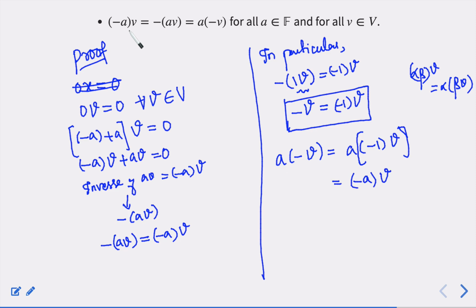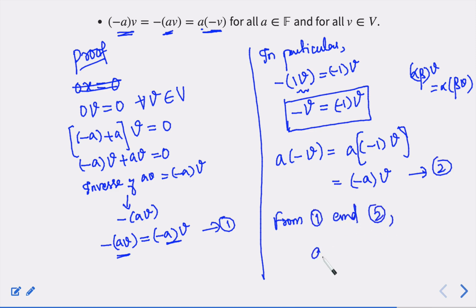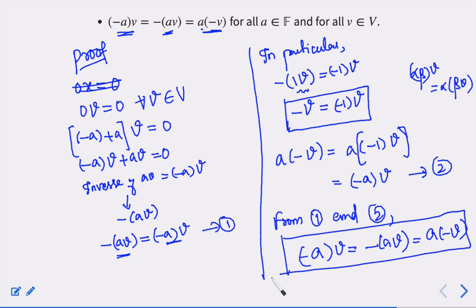So minus a times v is the same as a times minus v, and minus a times v is also the same as minus av. So this is my 1 and this is my 2. From 1 and 2, what I can conclude is minus a times v is the same as minus of av, and that minus of av is minus a times v, which is the same as a times minus v. So all are the same, correct? So that proves this part.